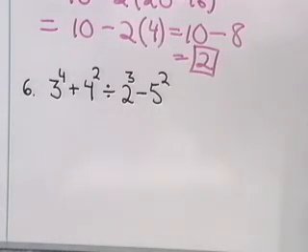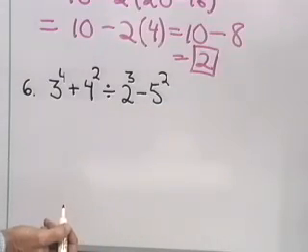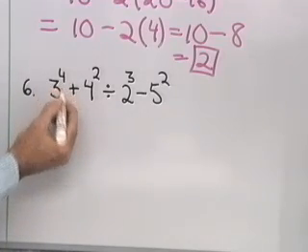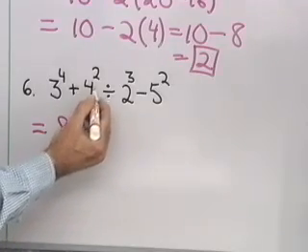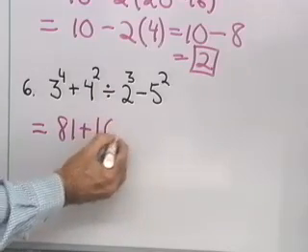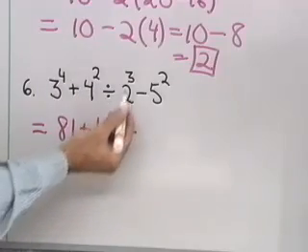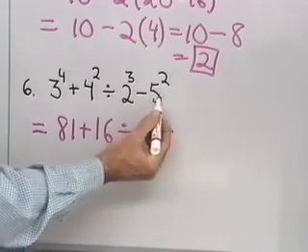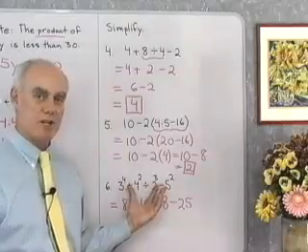3 to the 4th power plus 4 to the 2nd power divided by 2 to the 3rd power minus 5 to the 2nd power. So my rule for order of operation says to take care of exponents before I do any addition, subtraction, multiplication, or division. So 3 to the 4th power is 3 times 3 times 3 times 3. That will be 81. Plus 4 to the 2nd power, 4 times 4, that's 16. Notice I'm writing this down exactly the way it's written right here, just simplifying the expressions with exponents. 2 to the 3rd, 2 times 2 times 2. That's right, it's 8. Subtract 5 to the 2nd, 5 times 5, 25.